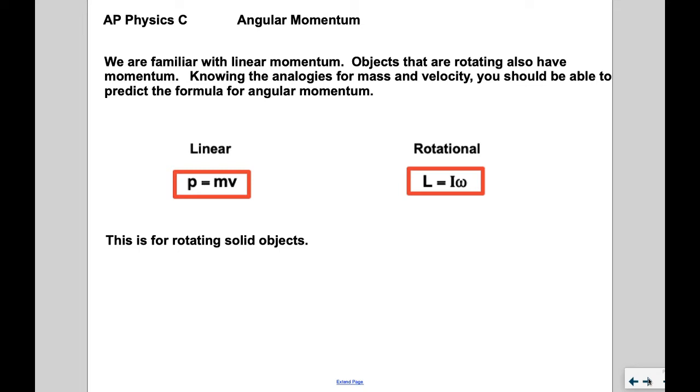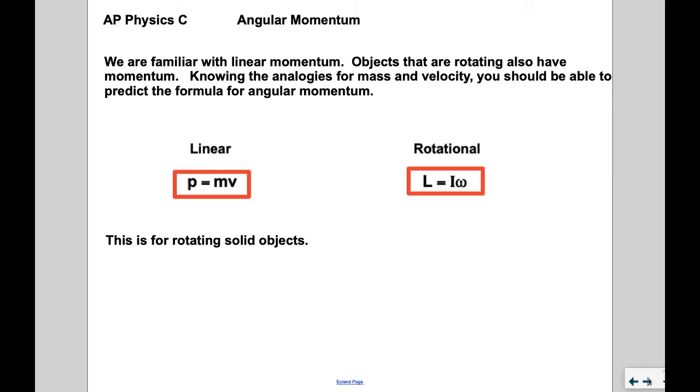So we're already familiar with linear momentum, p equals mv. Objects that are rotating also have momentum, that's called angular momentum. Again, knowing the analogies for mass and for velocity in a rotational sense. The symbol for angular momentum is a capital L. It is a vector quantity.